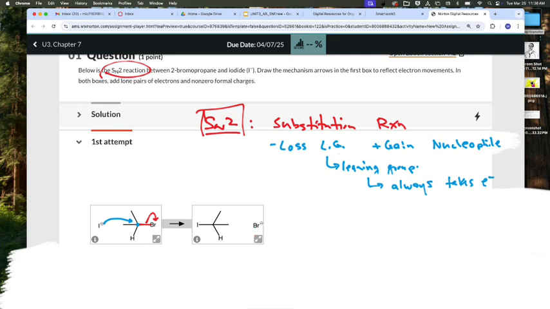Okay? And if we entered that into SmartWork, we'd be told we are wrong. Why? Because we didn't read the question. If you go through and read the question, what does it tell you to do? Draw the arrows. Draw the arrows. Yes. Add lone pair electrons and non-zero formal charges.